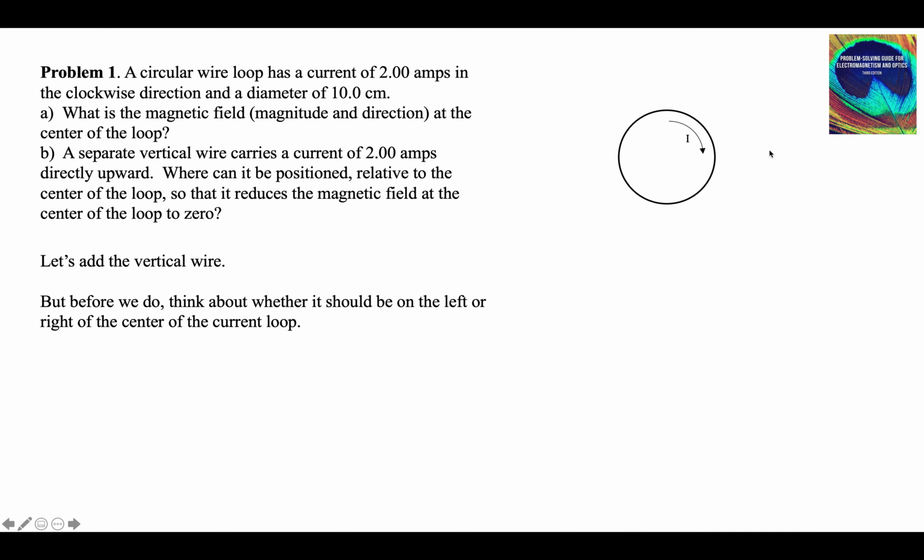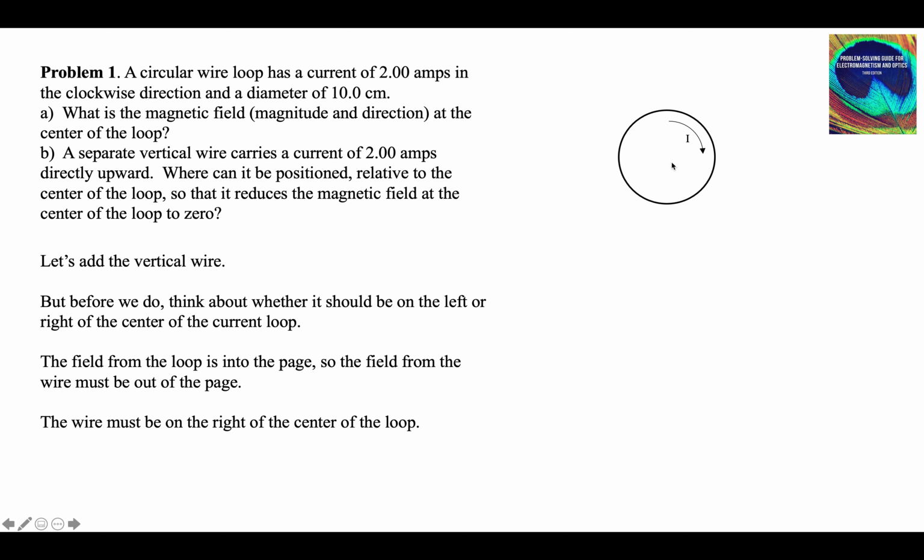If it's over here to the right, the current is going upward. So if we stick our thumb along the upward current and we're to the right of the loop, we get out of the page at the center of the loop. So I think it should be to the right. Yes, on the right of the center of the loop.